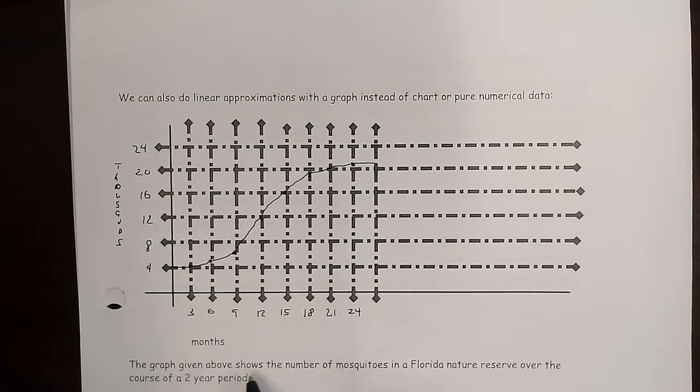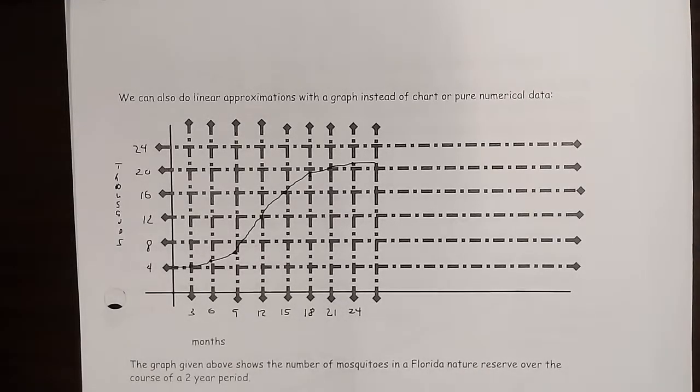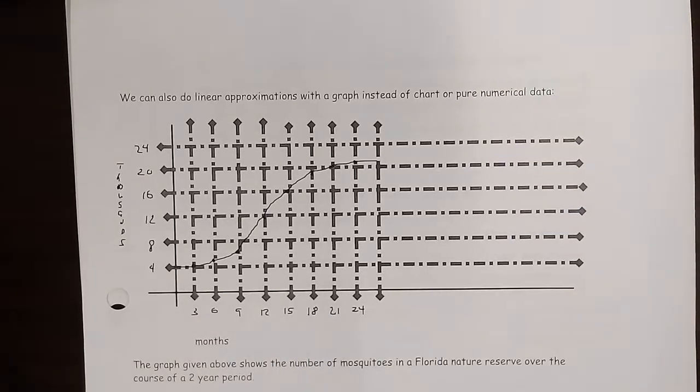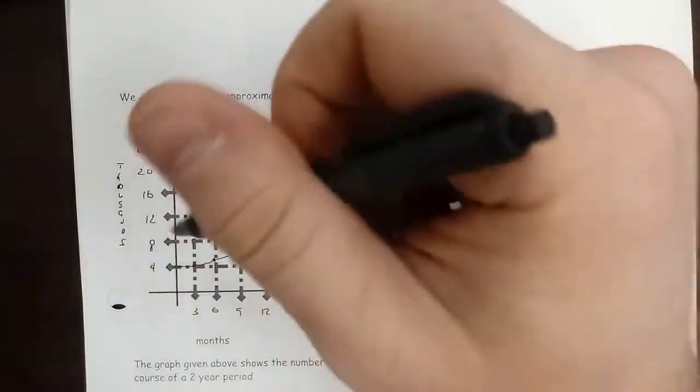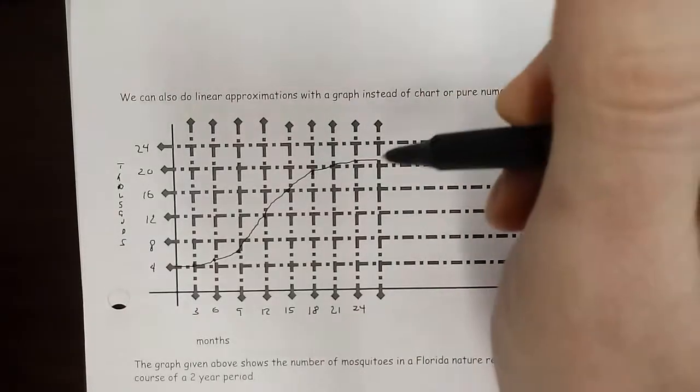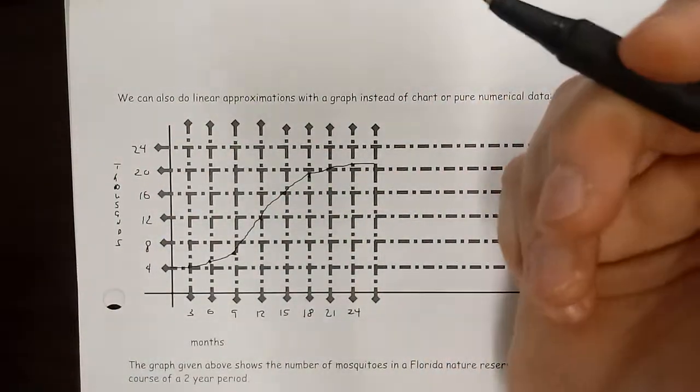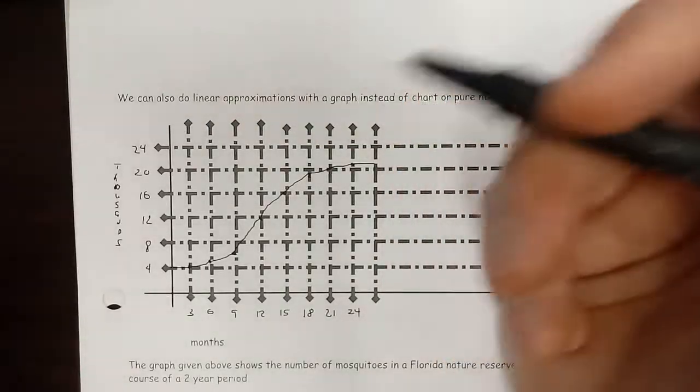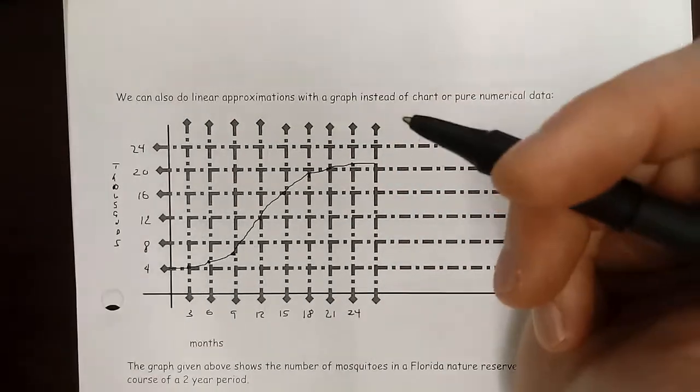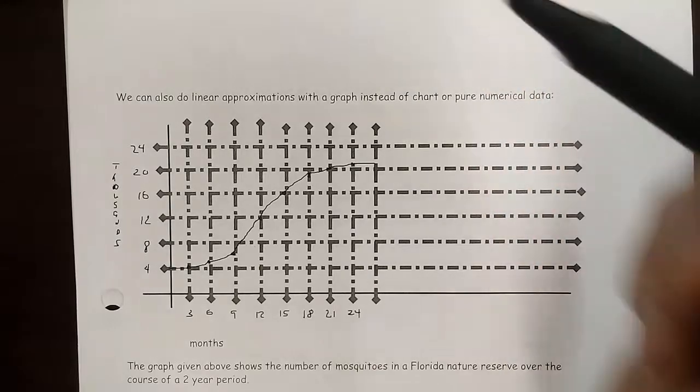The graph given above shows the number of mosquitoes in a Florida nature reserve over the course of a 2-year period. And this is realistic, this idea that you're going to have a bunch of mosquitoes and they're going to grow and grow, but then we're going to hit this ceiling where they can't breed fast enough to stay alive, or there's not enough resources, or the frogs are eating them, or the bug zappers are getting them.